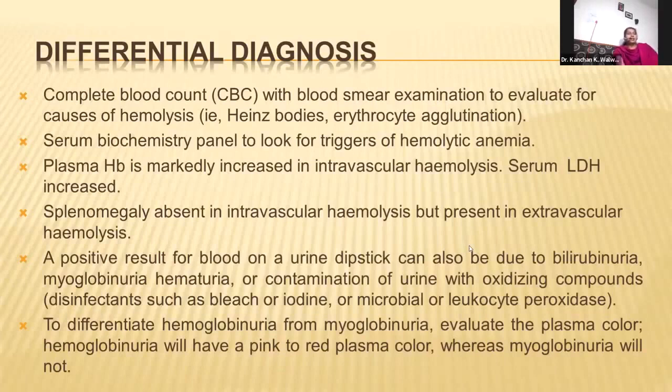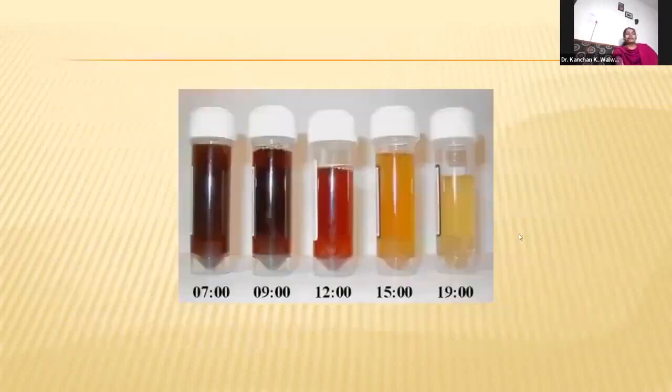Then how do you differentiate between hemoglobinuria and myoglobinuria? For this you evaluate the plasma color, then you go for hemoglobin estimation. Then there are certain tests wherein you can discriminate between hemoglobinuria and myoglobinuria. So these are the different colors.